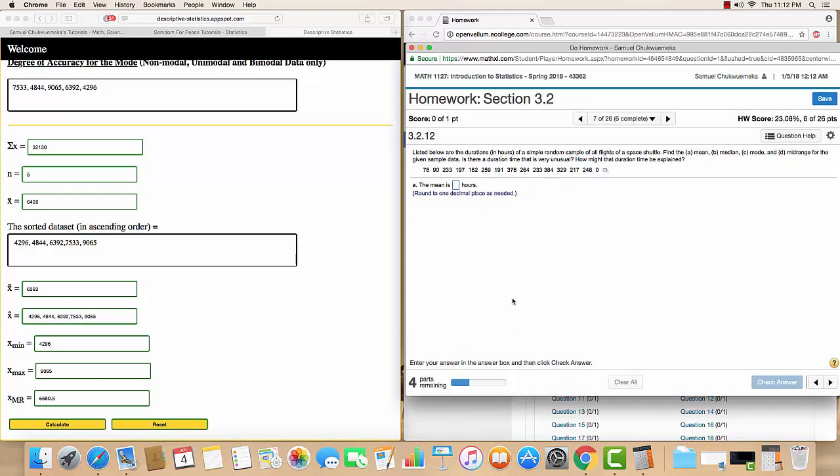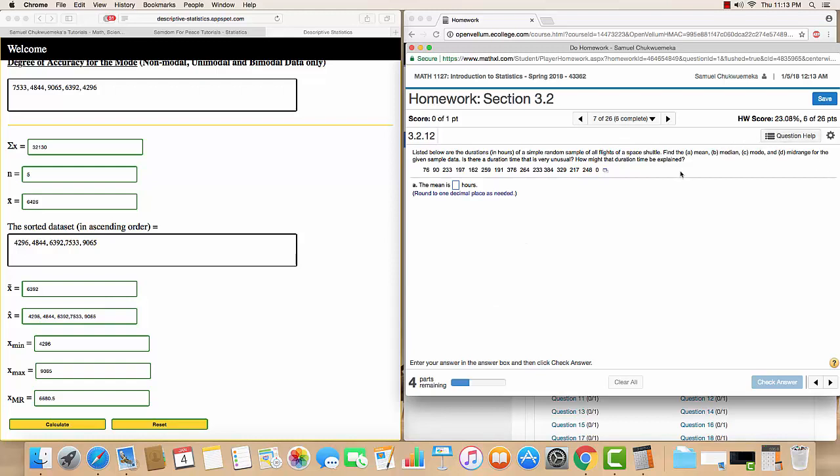Question 7, StatCrunch. Listed below are the durations in hours of a simple random sample of all flights of a space shuttle. Find the mean, median, mode, mid-range for the given sample data. Is there a duration time that is very unusual? How might that duration time be explained?